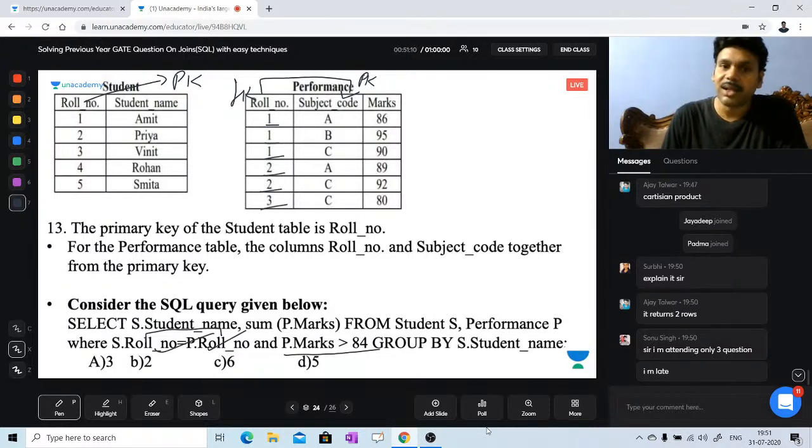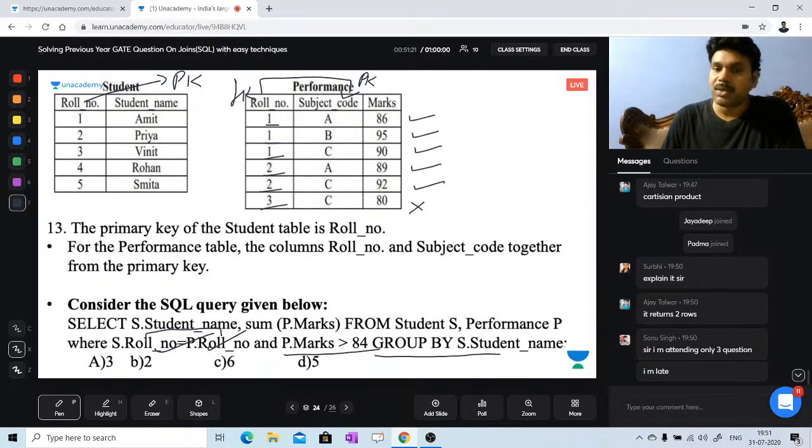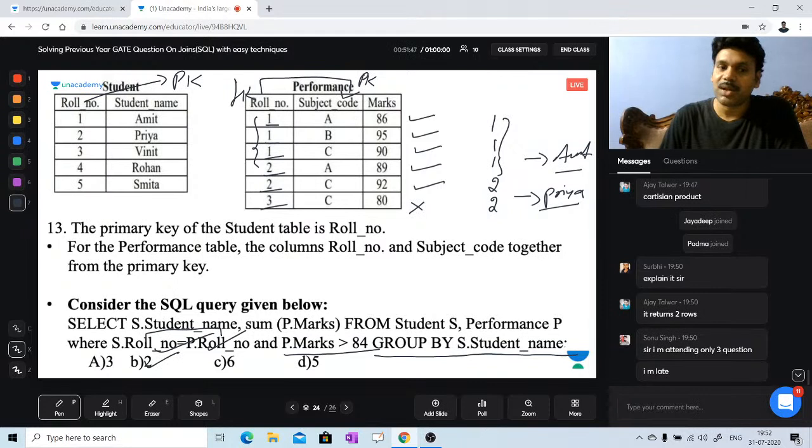Now P.marks greater than 84. Greater than 84 means this will come, this won't come. Now this time you need to do group by student.student name. Please understand, now we got three ones, and we got twos, and this one is not going to come. So 1 is nothing but Amit, and 2 is nothing but Priya. So finally our answer is 2 rows. Clear?